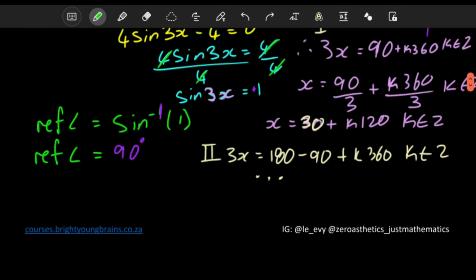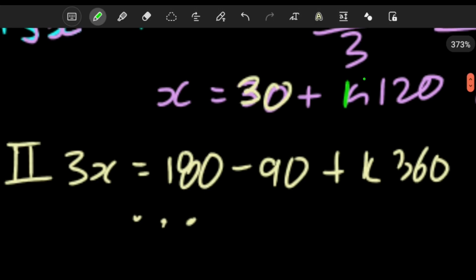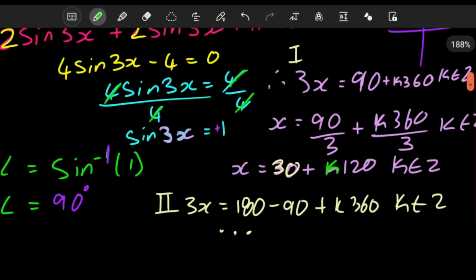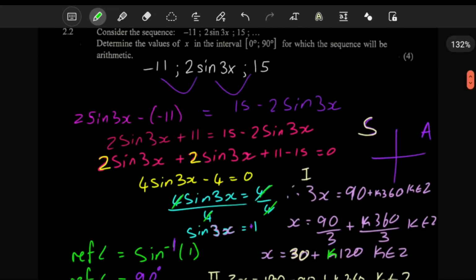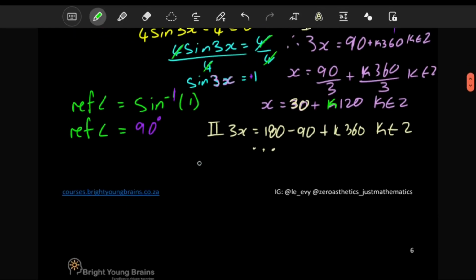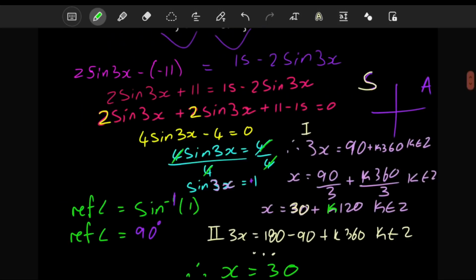Or do we? Yeah, technically, because if you were to throw in random values for k here, like -1 or 1 or whatever, you are not going to get any solutions that are in this quadrant apart from the 30 that you already have. So here you can then just say x is equal to 30. That's your only answer. How many marks is this question?